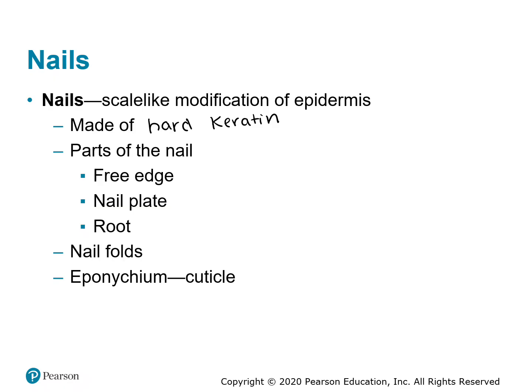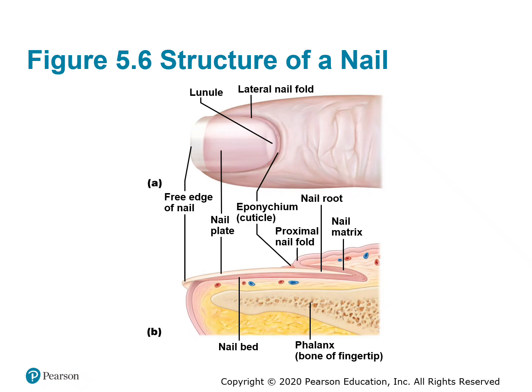That's a nail fold. And the eponychium is a cuticle, okay? Whatever that word is, that's a cuticle. Eponychium, that sounds right, is a cuticle, okay? That's what it looks like. The free edge is the part that you use the clippers on.